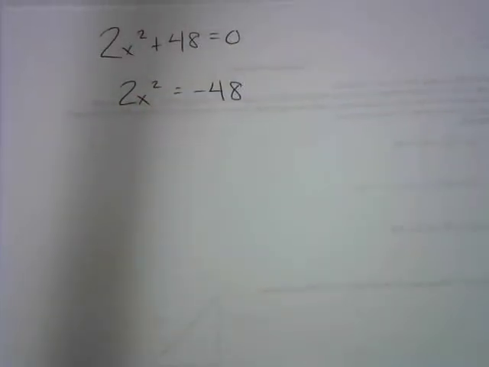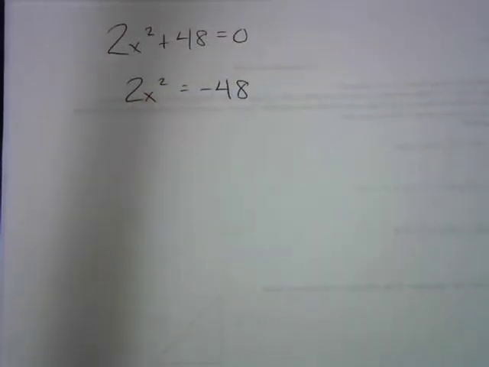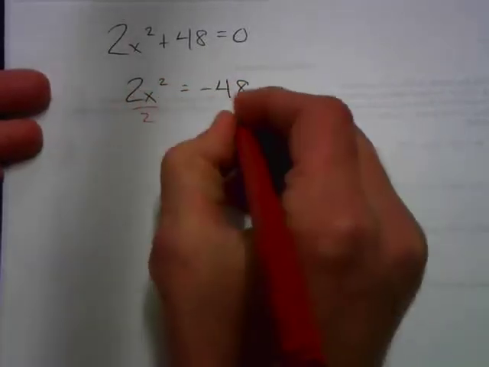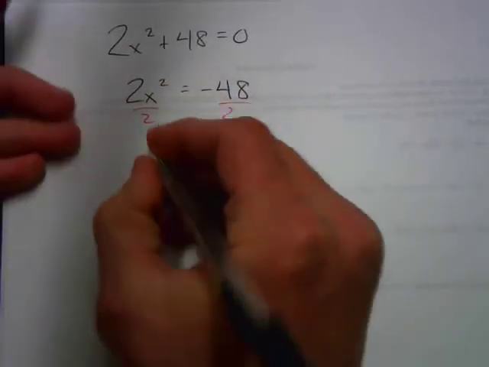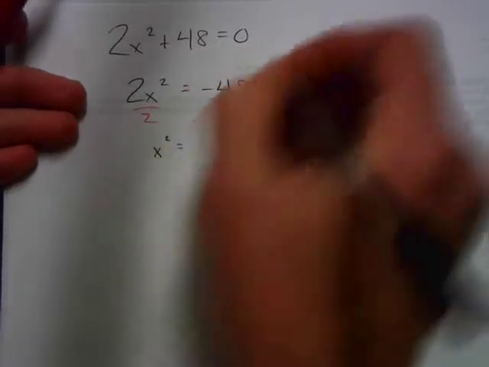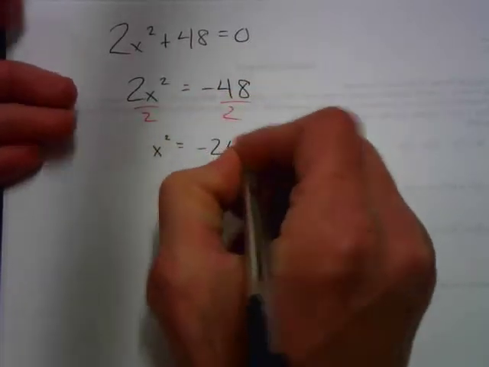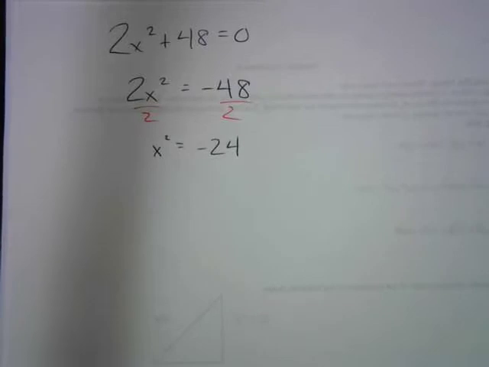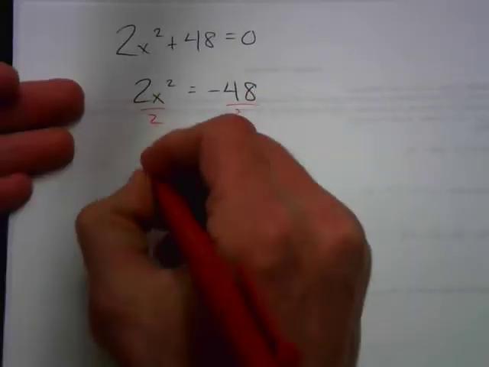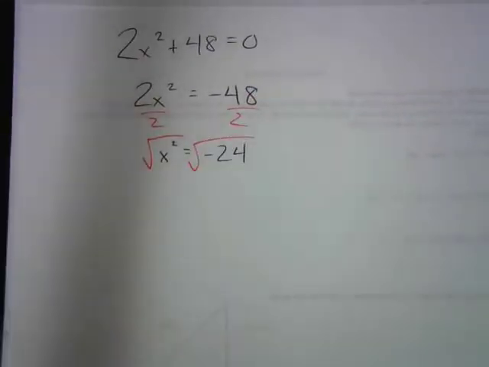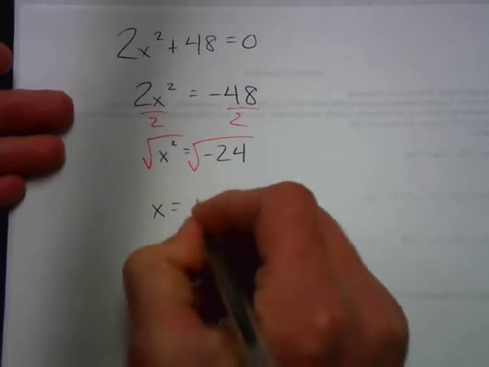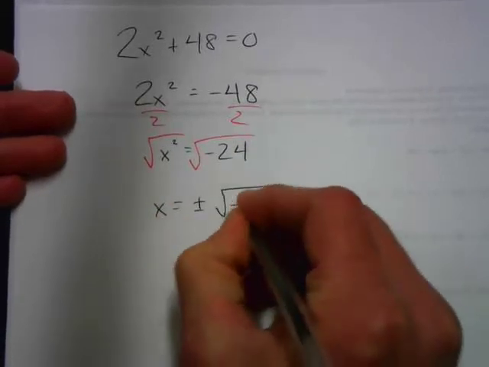Then I'm going to get my x squared by itself, because the whole goal, remember, is to leave a perfect square. I'm going to divide both sides by 2, and negative 48 divided by 2, of course, is negative 24. Then I'm going to take the square root of both sides. Everything is just like the previous unit, we're flying high. So we have x equals plus or minus the square root of negative 24.